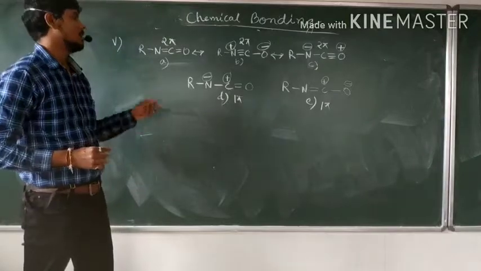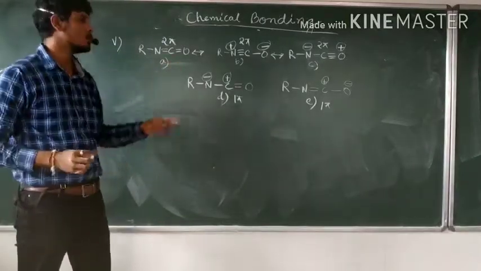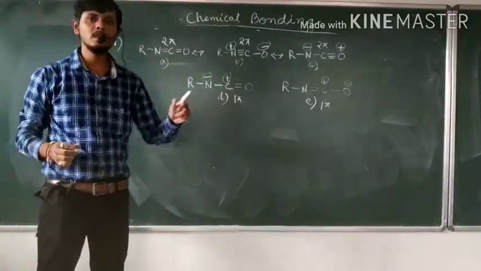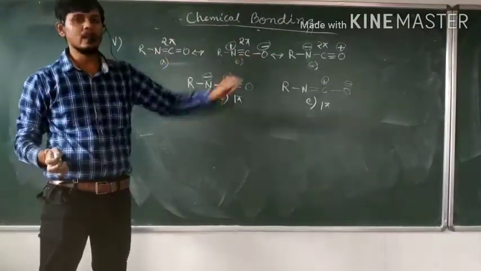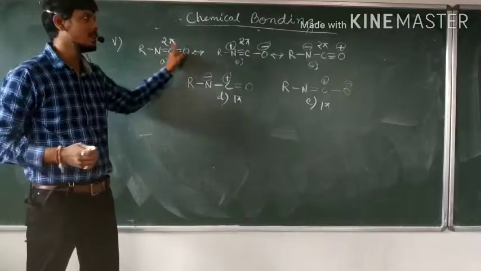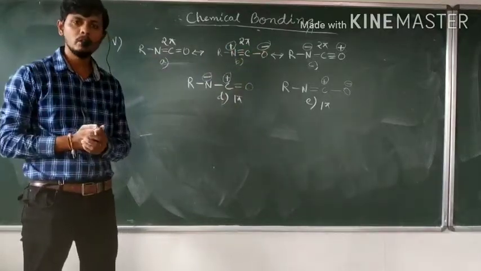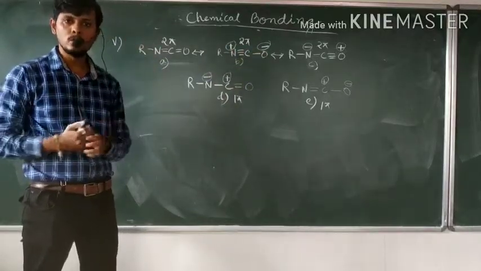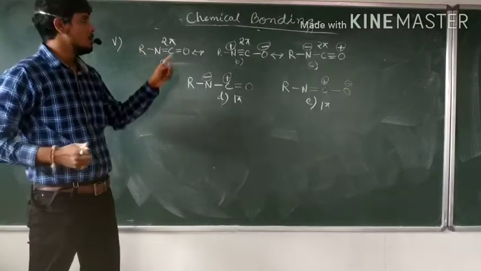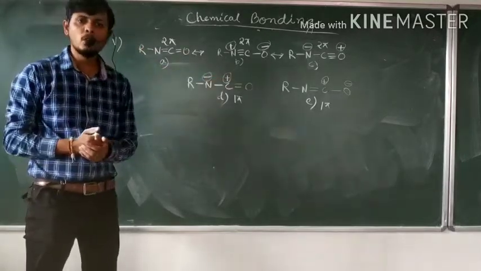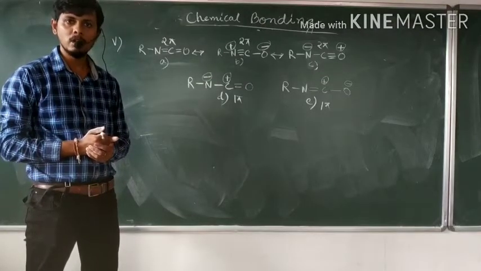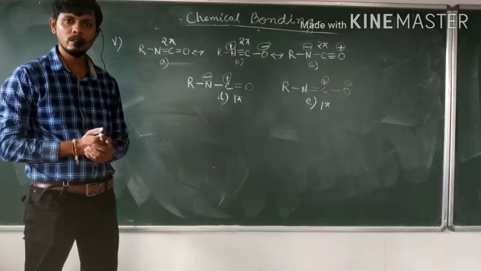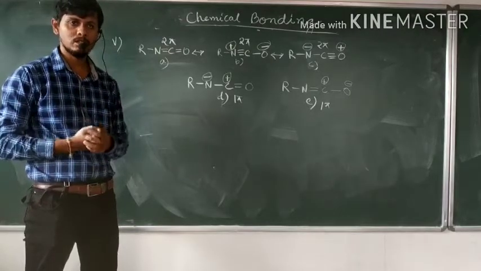A, B and C are more stable. So if I ask which is the most stable among A, B and C: 2 pi, 2 pi, 2 pi. That means from the first rule I can't decide between these three. I will use rule number 2, which tells me molecules having formal charges are less stable than molecules having zero charge.